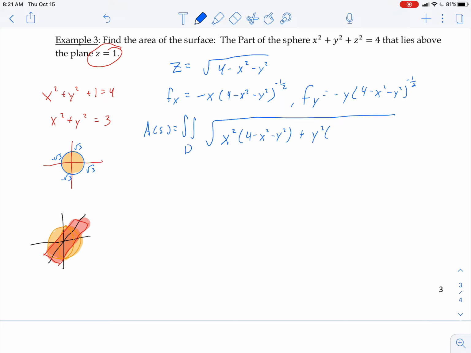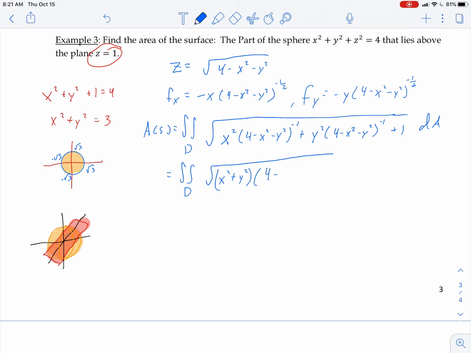Plus, now I'm going to square the partial of y, and I'm going to get y squared. And then 4 minus x squared minus y squared, and again, these are both to the negative 1. And then plus 1 dA.